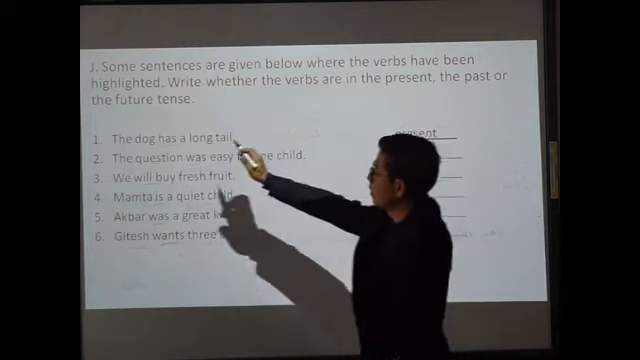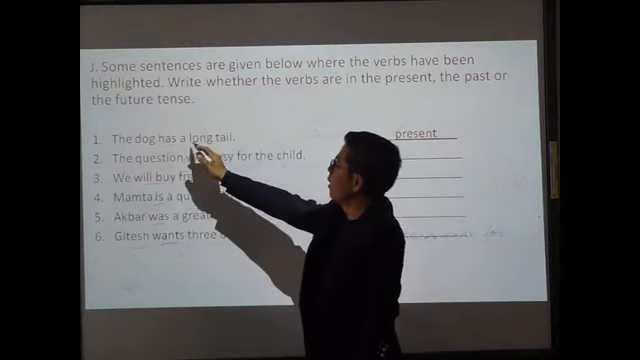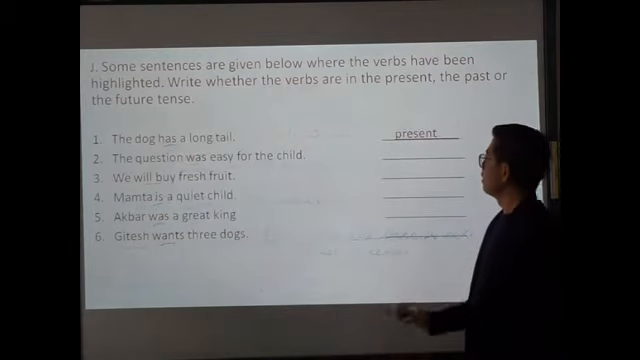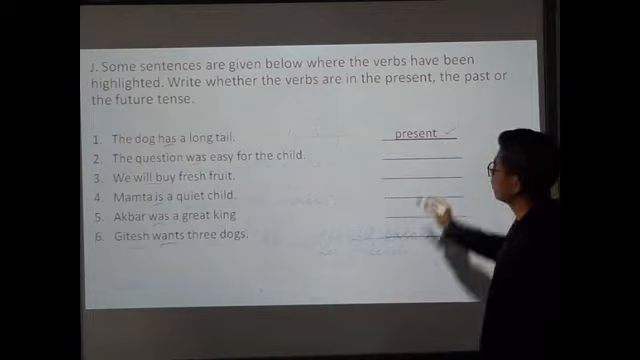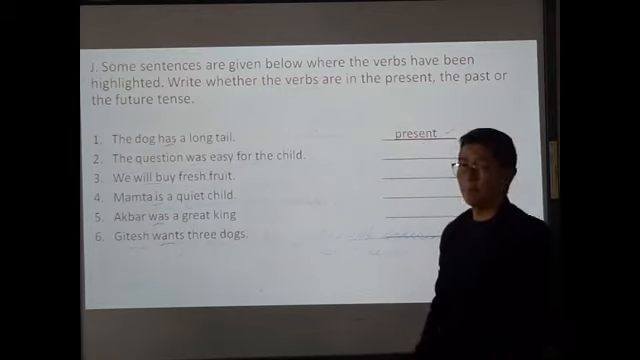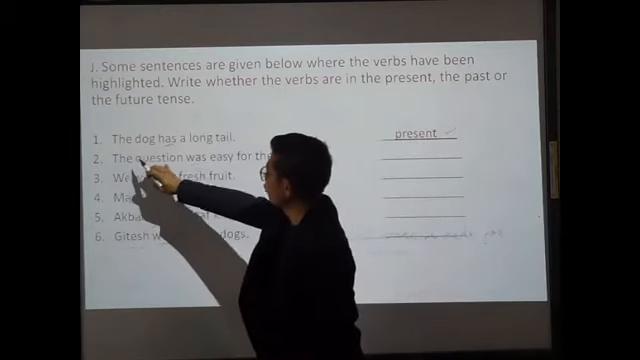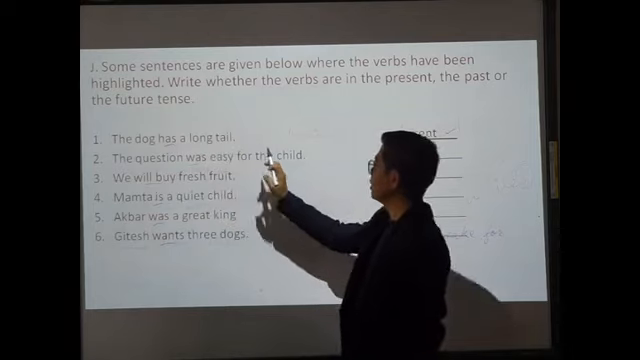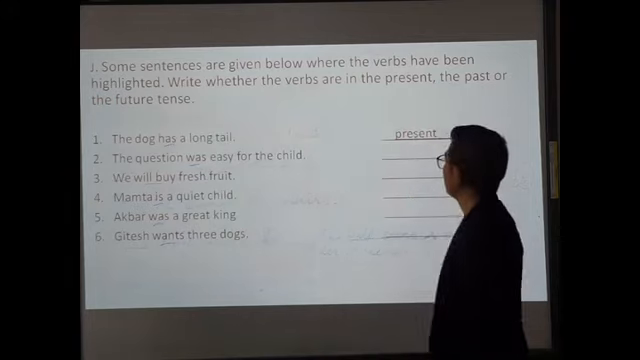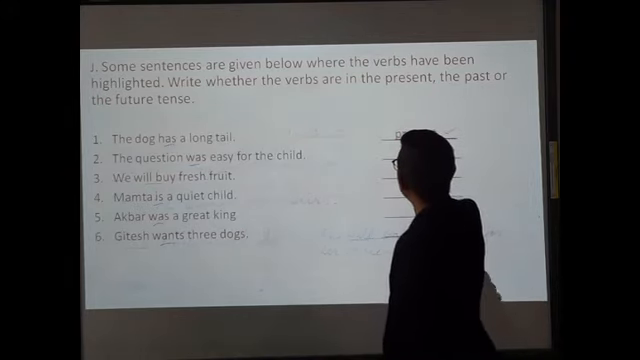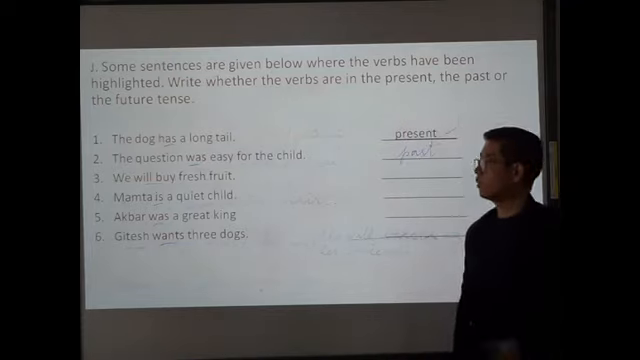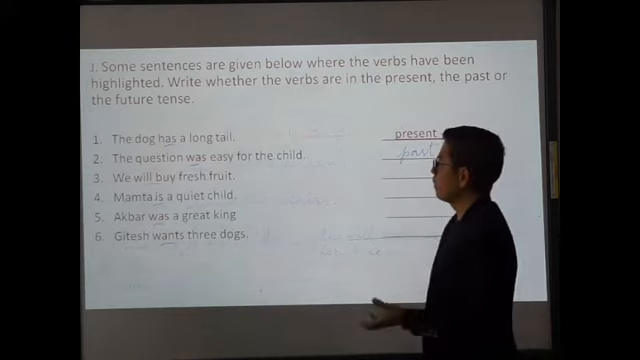Now see, the dog has a long tail. Has. First one. It is present. Okay, has, verb, indicates present. Now second, the question was easy for the child. So was indicates past. Was, we use was to indicate past.